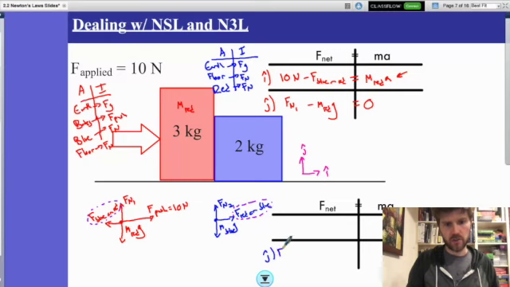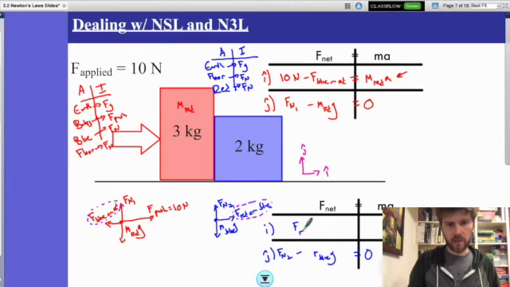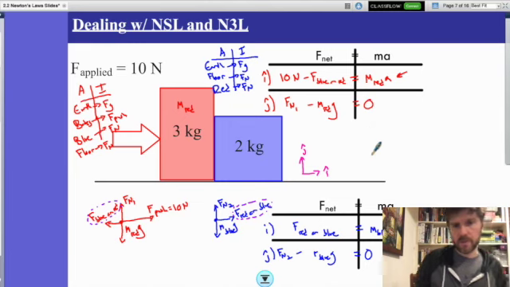My j hat direction here again is boring: Fn2 minus m blue g equals 0. That one's pretty boring. In the i hat direction, I just have F red on blue equals M blue times A. And you might think, oh, I'm stuck. I don't know what to do here.